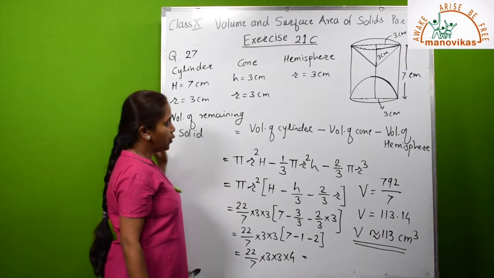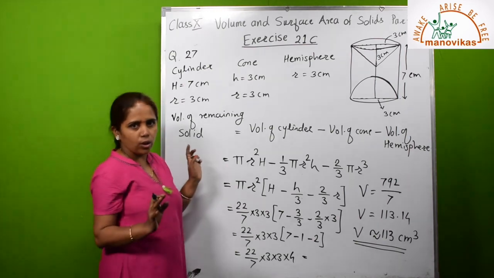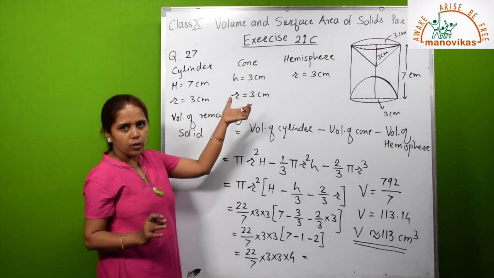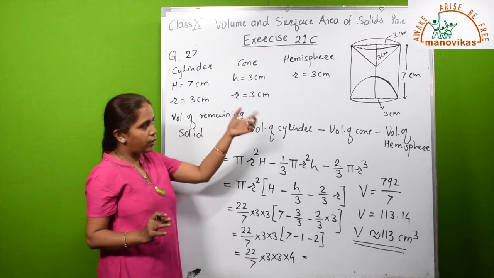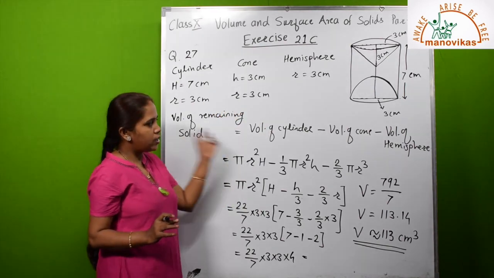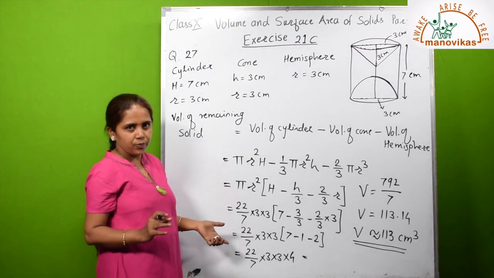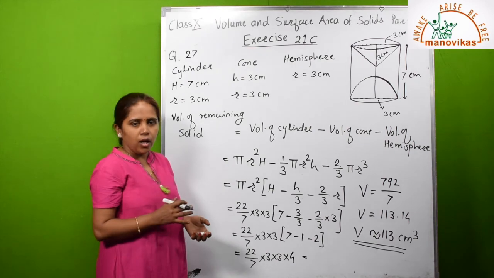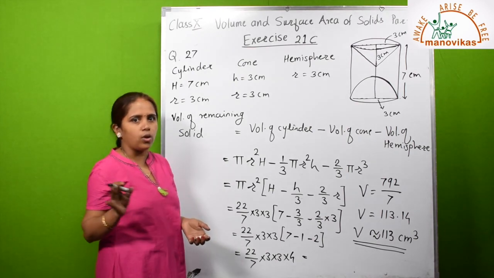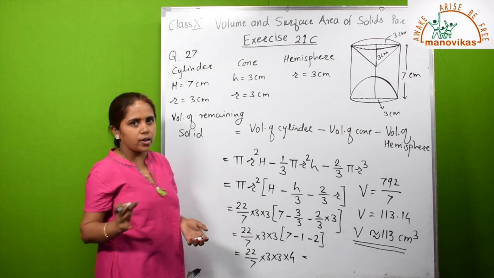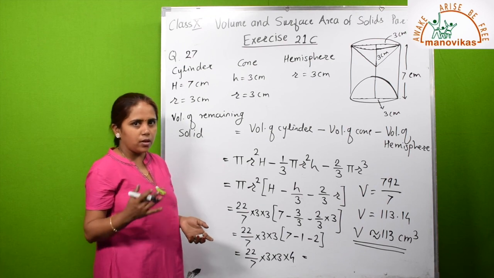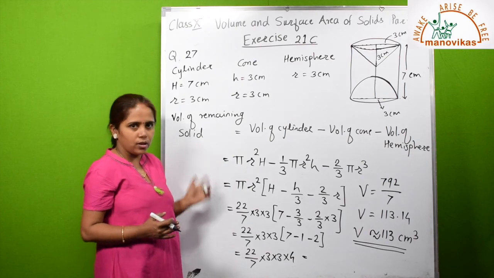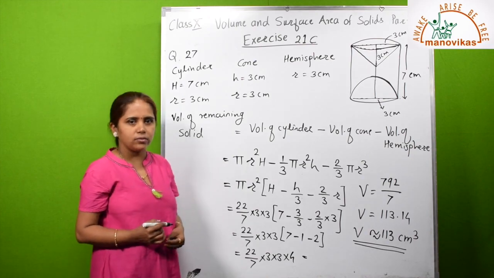Here we have used all the three solids formulas: volume of a cone, volume of cylinder, and volume of hemisphere. Understood? In this question, the three solids are included. So in exercise 21C, we will get the combination of all the three solids: sphere, cylinder, cone, or hemisphere, cylinder, cone. Understood? So remaining questions using these methods you can solve. Thank you.